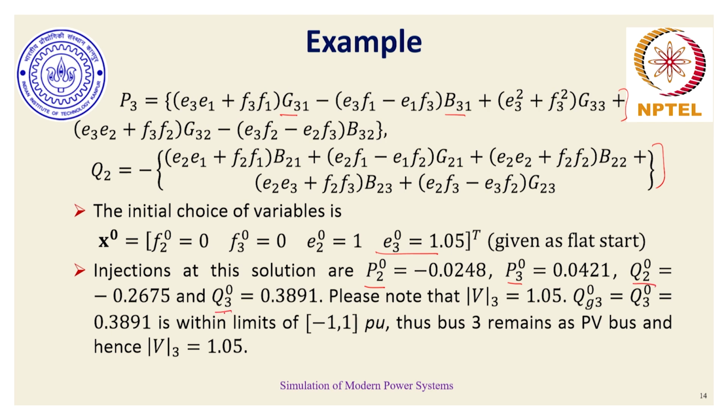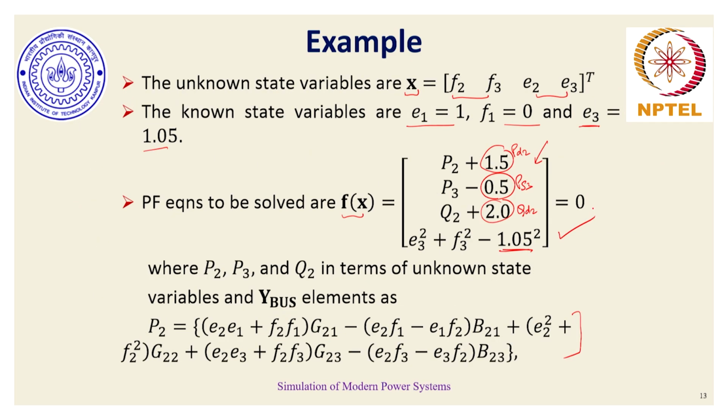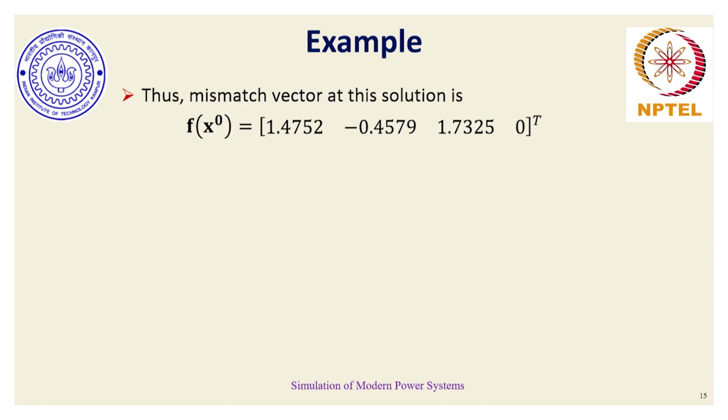We also make a check at bus number 3 whether it can remain as a PV bus. Since there is no load present at bus number 3, QG3 is 0.3891, which is within its limit of Qmin and Qmax, and hence bus 3 would remain as PV bus, and that's how the f of x notation is perfectly correct. So if we find the mismatch vector, this is what the mismatch vector is.